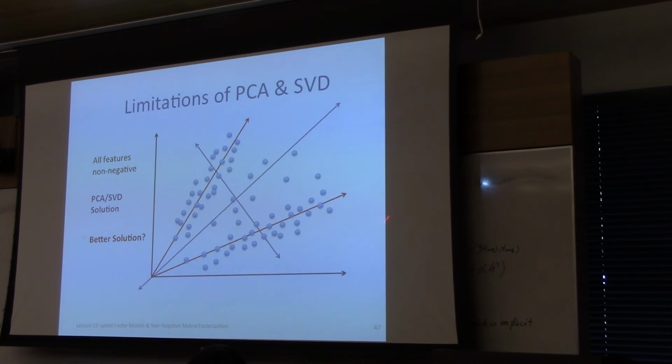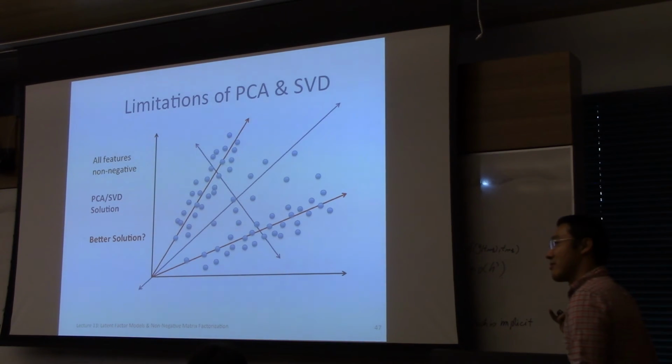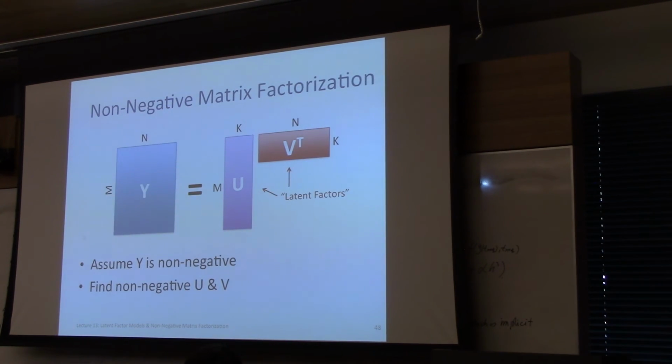But of course, you can't get this using PCA or SVD because the dimensions that you learn in PCA and SVD have to be orthogonal to each other, right? And so is there a better way to model data sets that look more like this? Right? And that's where non-negative matrix factorization comes in.